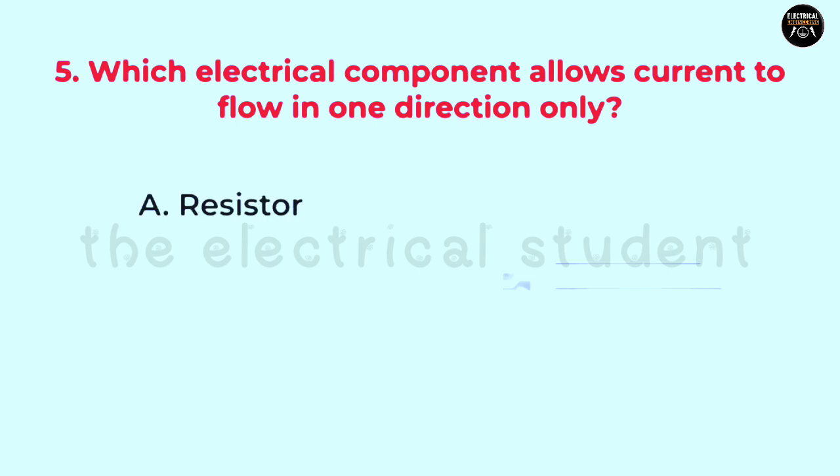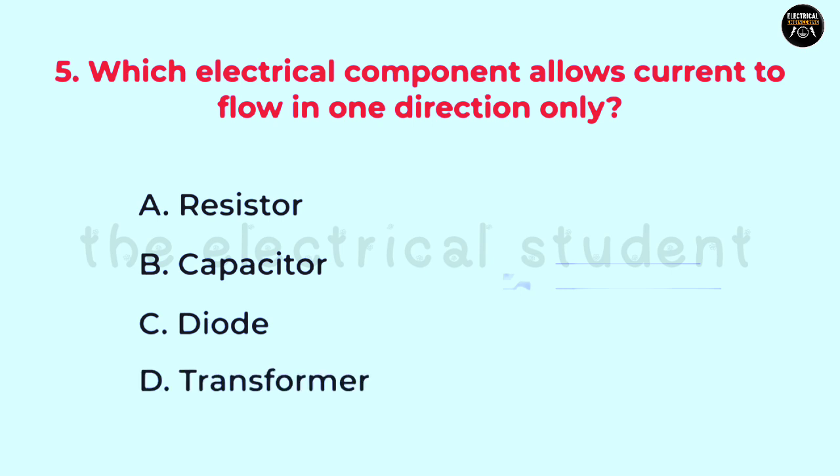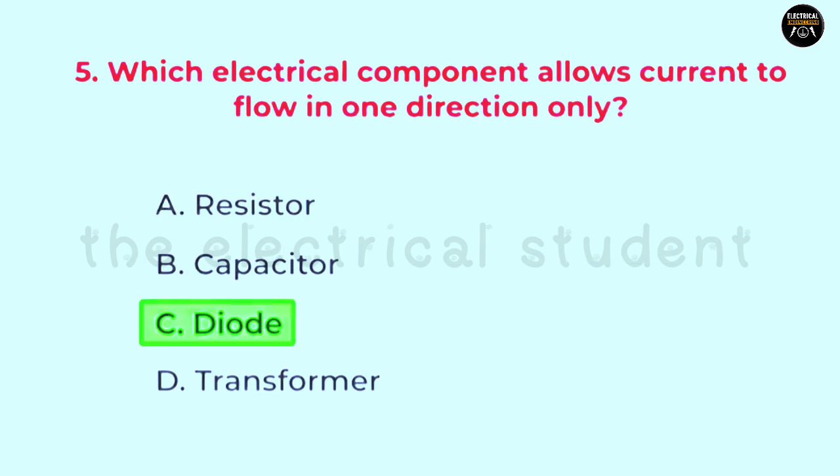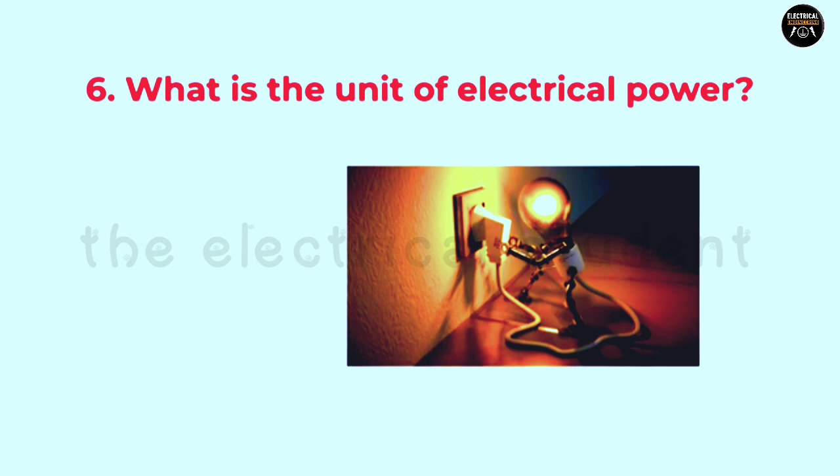Which electrical component allows current to flow in one direction only? A. Resistor. B. Capacitor. C. Diode. D. Transformer. The correct answer is option C. Diode.